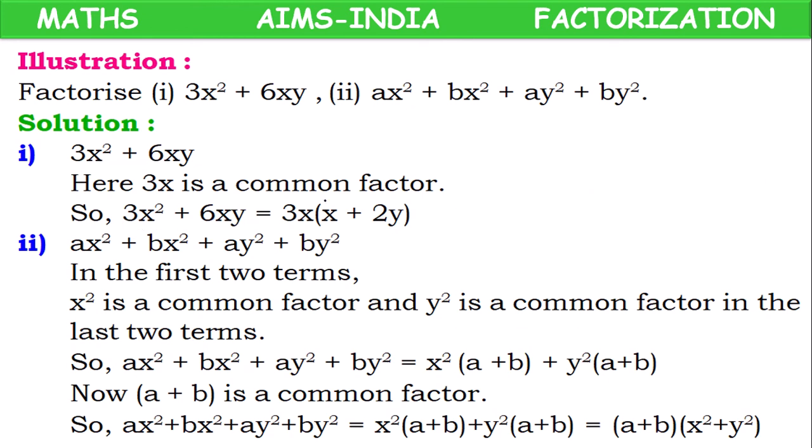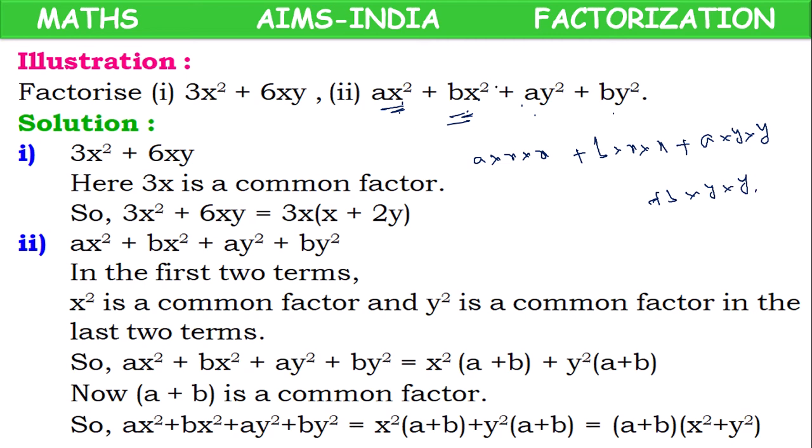These two are the factors of the given expression. So how have we solved? By taking out the common factor, we were able to find the factors of the given expression. Now let's see the second example. ax square, bx square, ay square, by square. ax square can be written as a into x, bx square as b into x, ay square as a into y, by square as b into y.